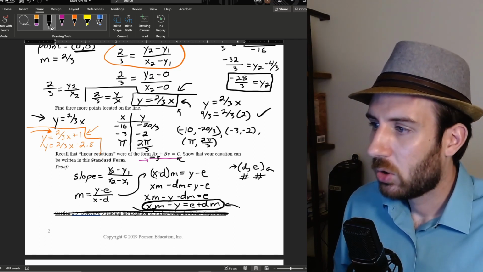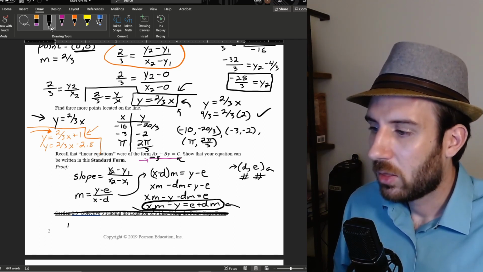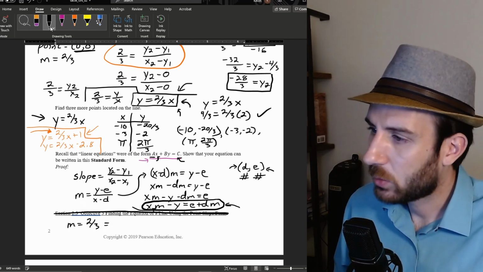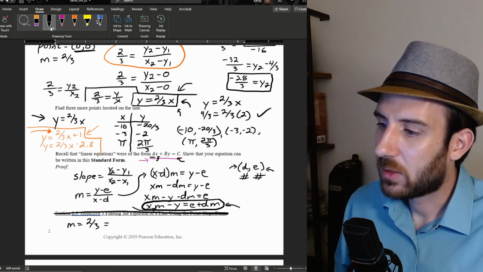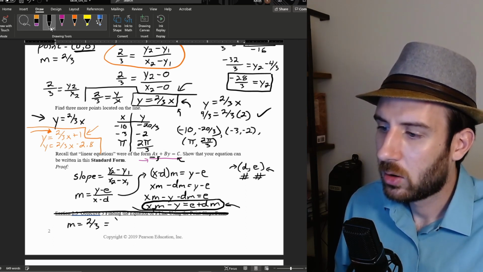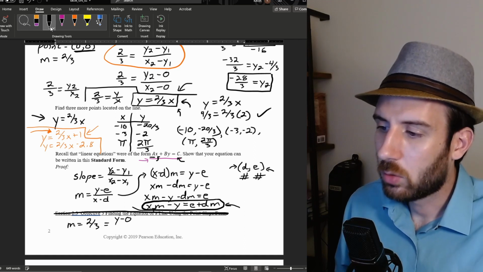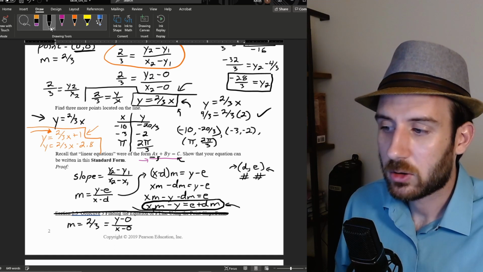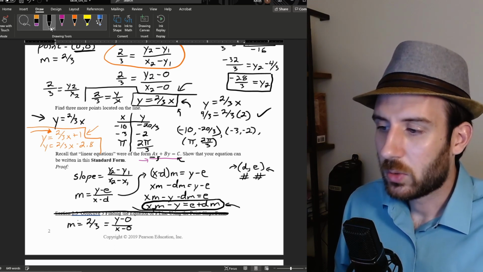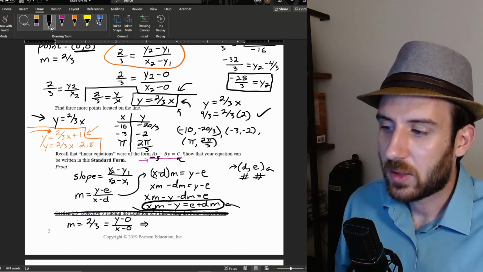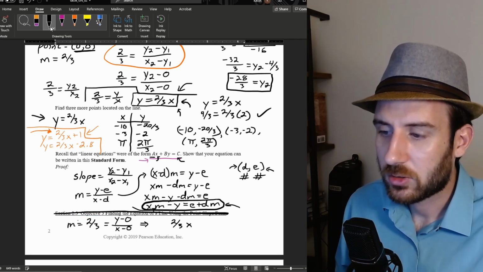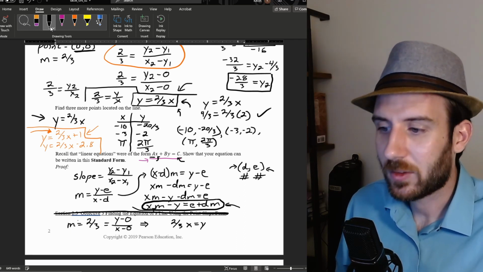So that one, we knew, if we remember, that m was equal to 2/3, and that we had rewritten that as saying that that was going to be, let's see, y minus 0 over x minus 0, right? That was our line that we had used. And so we had then taken that and we had said that that could be, if we multiply x on both sides, that would be 2/3 x equals y. That's where we had ended up in the last problem.